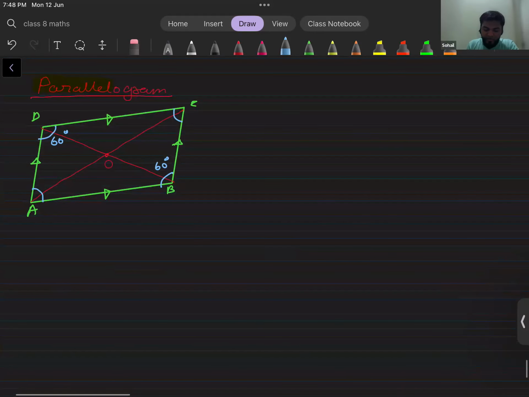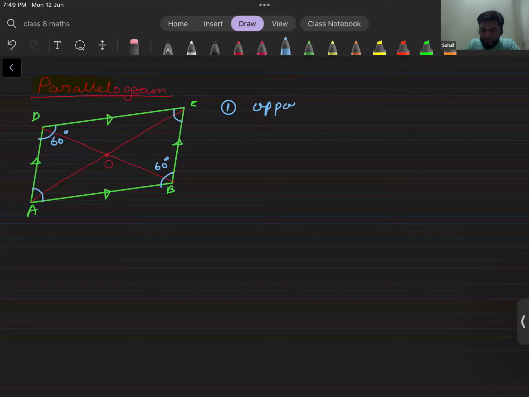So now in a parallelogram, we know the opposite sides are parallel to each other. That is side AB and side DC are going to be parallel to each other. Similarly, side AD and side BC are also parallel to each other. And there are four angles in this also, since it is a quadrilateral, and opposite angles are going to be equal. Okay, so let me quickly write down the points here.